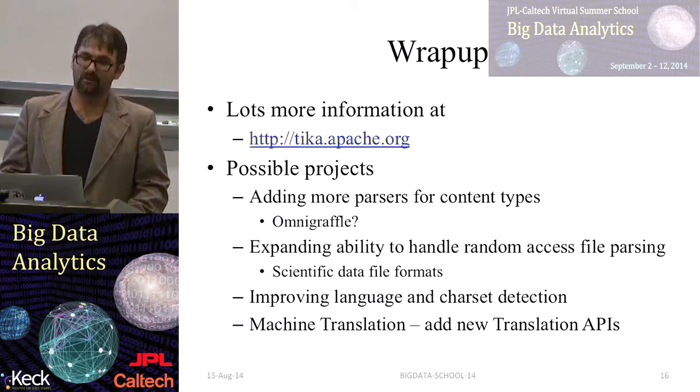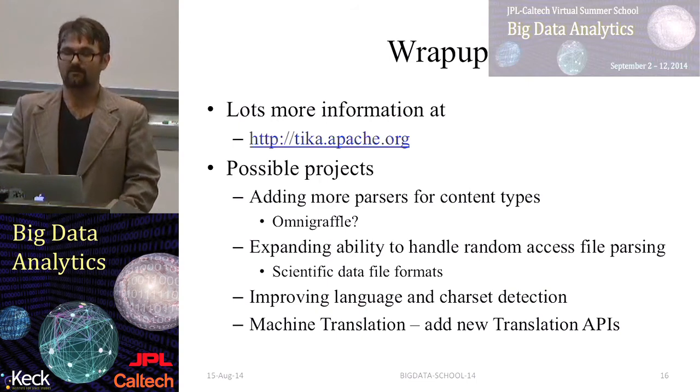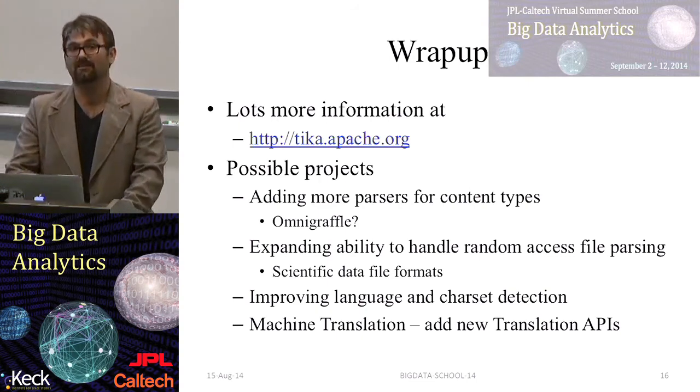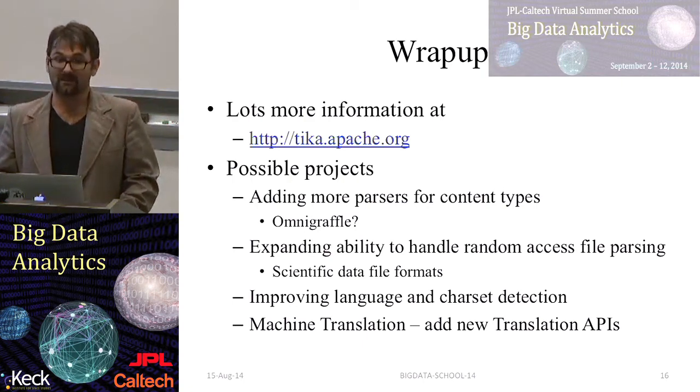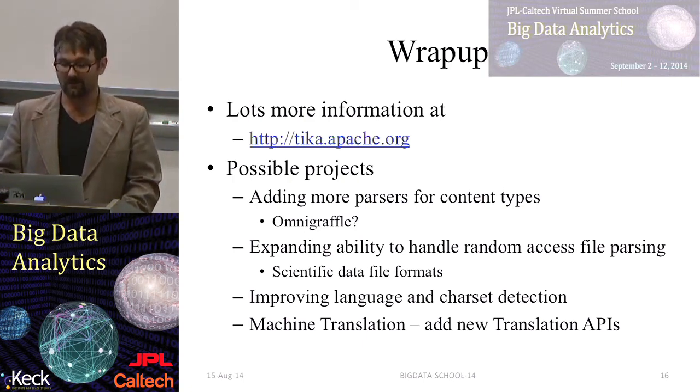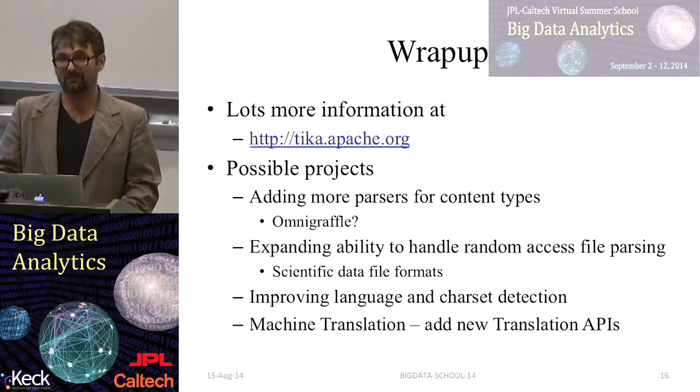Another idea is expanding the ability to handle random access file parsing. If there's a file for which the parsing library needs to load the whole thing into memory, we don't have a lot of good support for that. We have to deal with file formats that support random access parsing, and we don't have a great set of support for that, and this is common in scientific data formats. So any contributions that make Tika handle scientific data formats better would be much appreciated. Improving language and charset detection, as I showed in the second module, could use a lot of improvement, so that's always welcome.